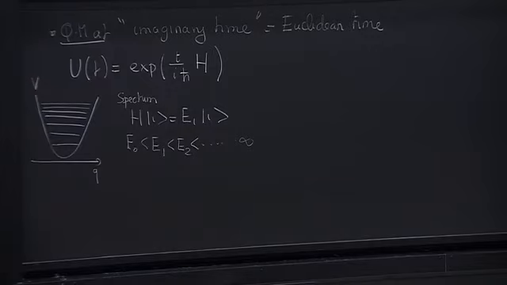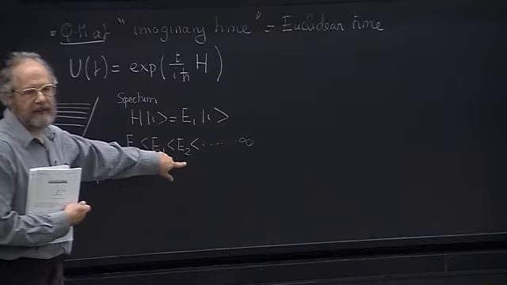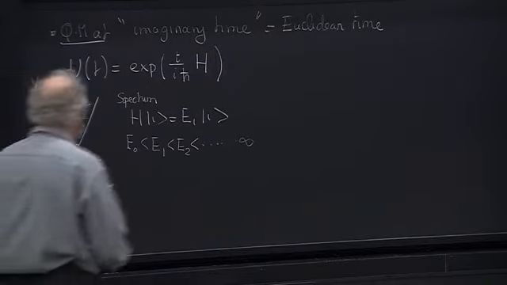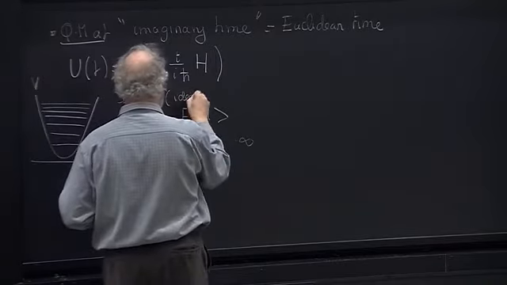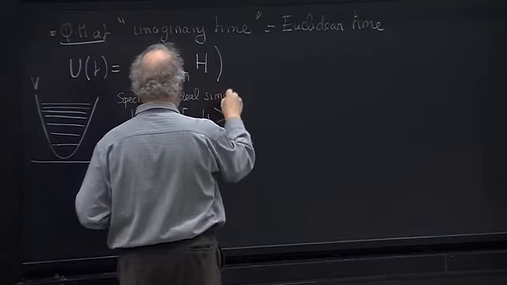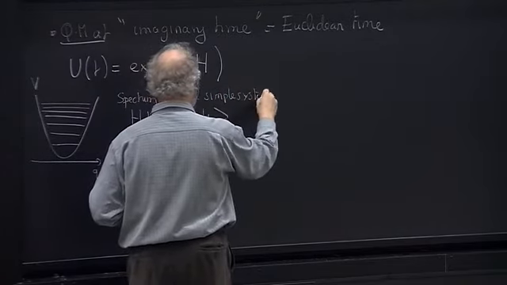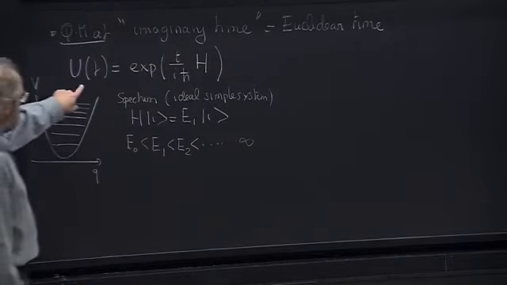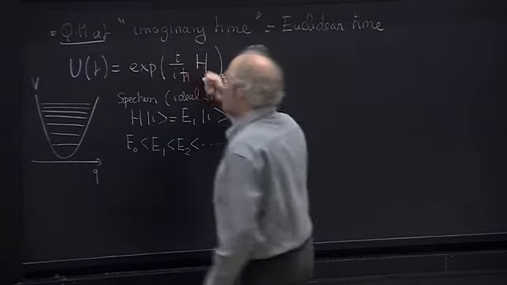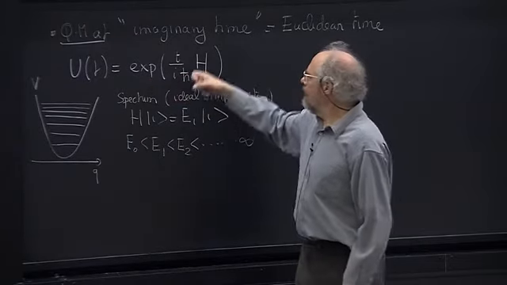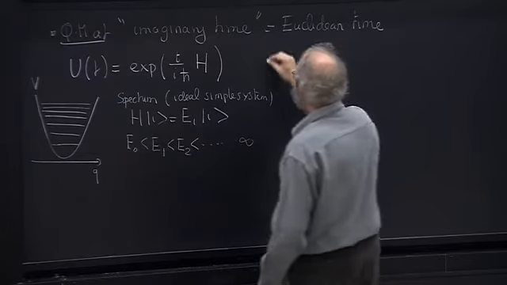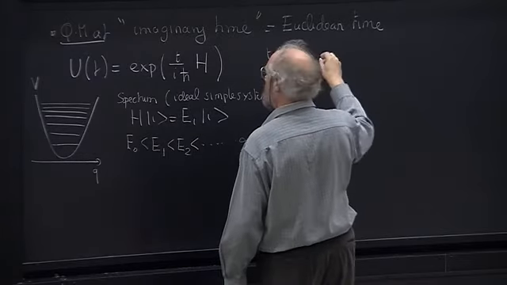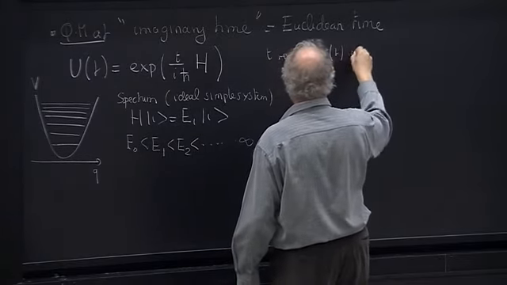Okay, and I'm considering a very simple system where there are no symmetries and no degenerate states, but this applies. So this is the spectrum for a very simple, ideal system, like the harmonic oscillator, for instance. And you see that t is a parameter in this definition. So if t is real, U of t is unitary.